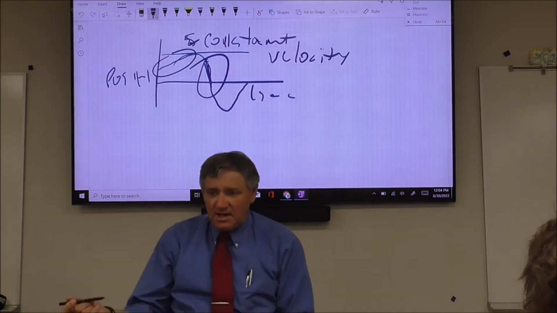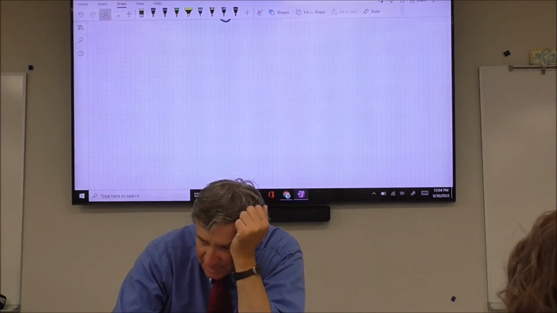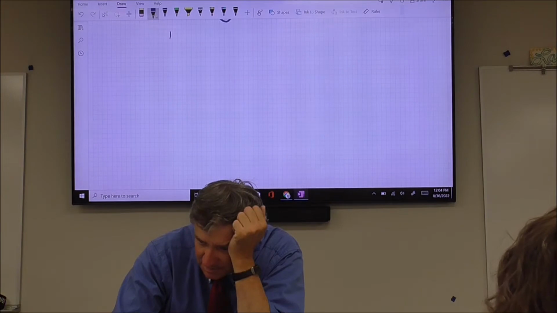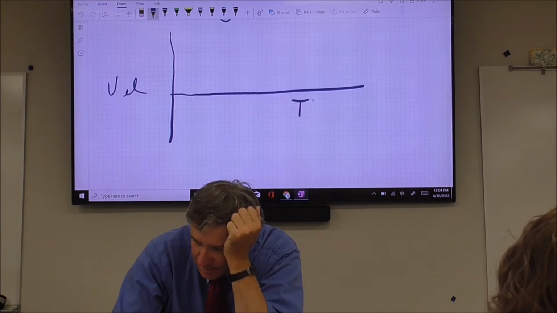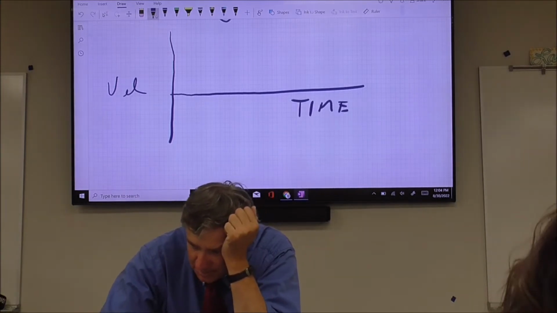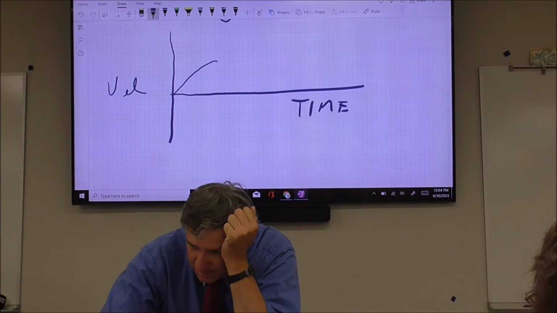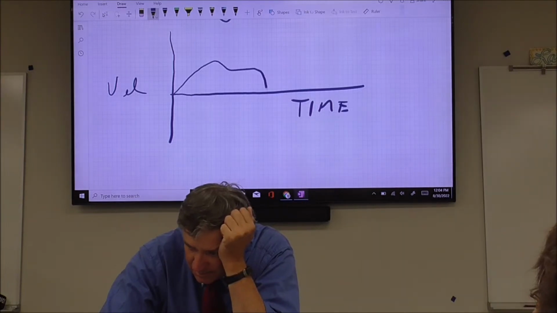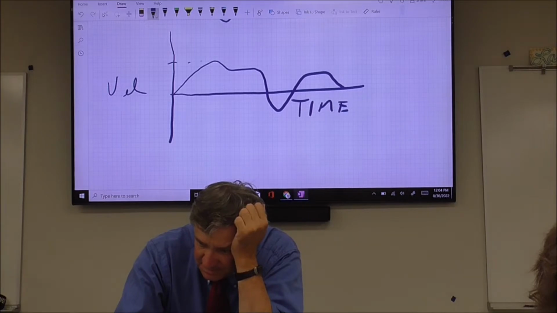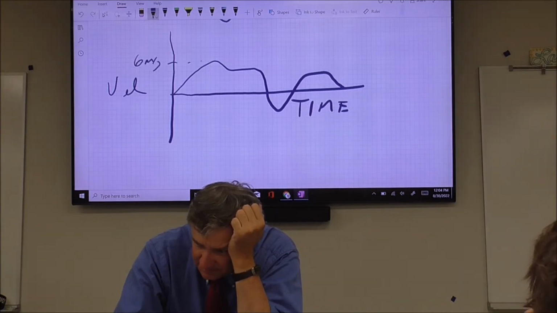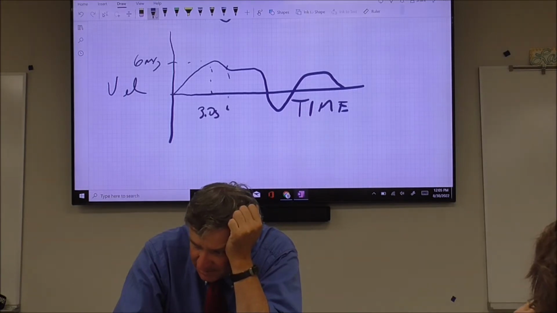Now, let's talk velocity time graphs. That's going to be the part of the lab that we're going to do today. So we're going to do a velocity time graph. Something like this. So maybe that's 6 meters per second. Maybe that's 3 seconds.